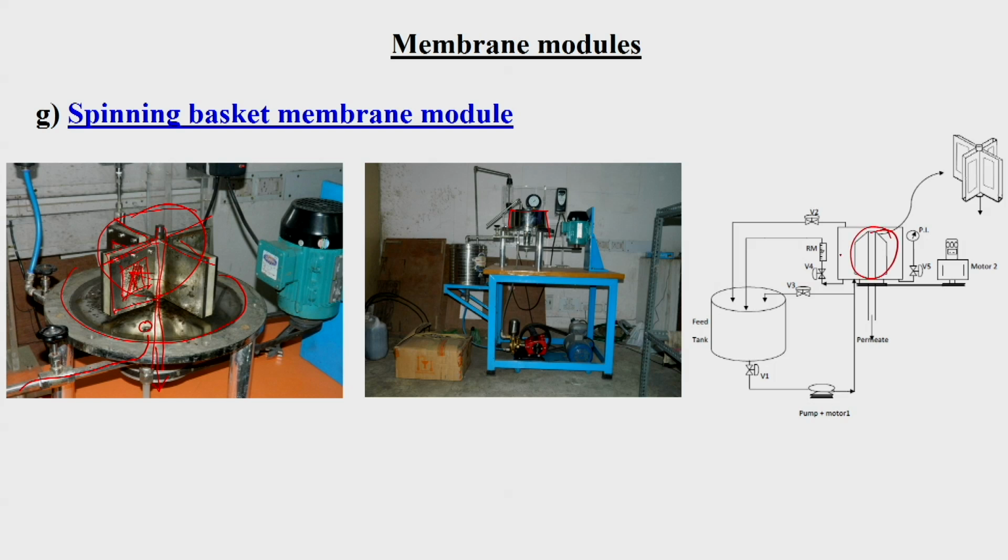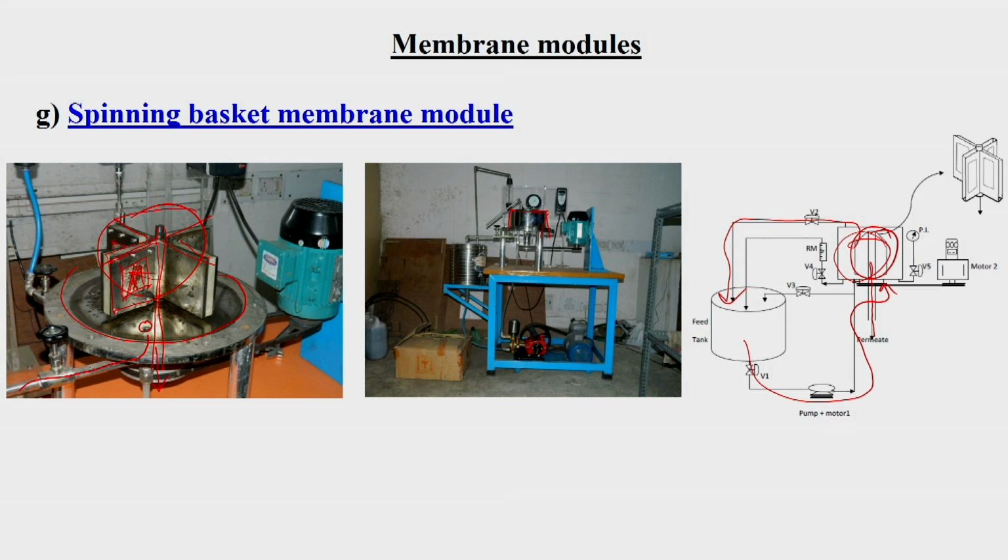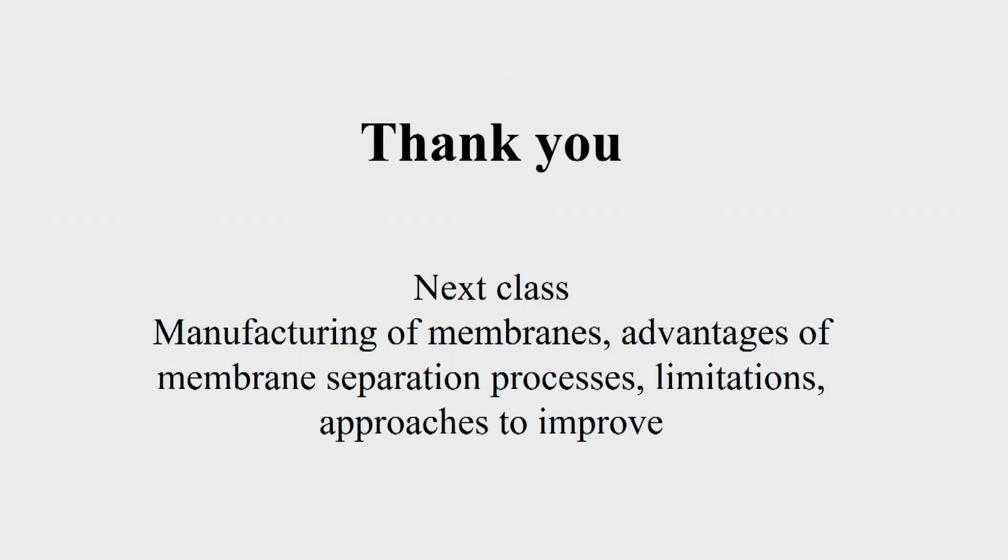Like this is the spinning basket membrane module. From the feed tank it is entering from the bottom and permeate is collected from the common header, and the retentate will be recycled back to the feed, or whenever we require we can take out the retentate from the outlet of this tank. So, from the top of this basket we will be able to collect the retentate or highly concentrated slurry, and from the bottom we will be able to collect the pure permeate, or permeate without the slurry materials.